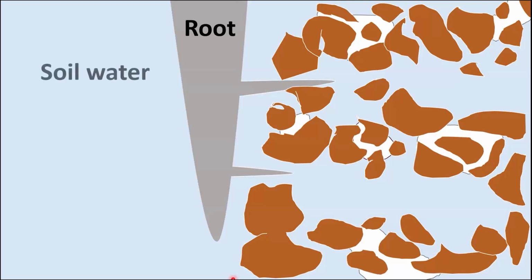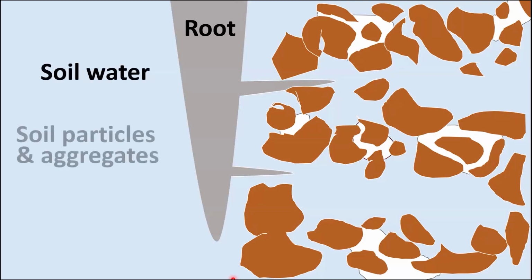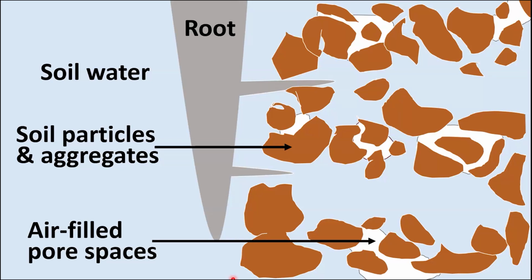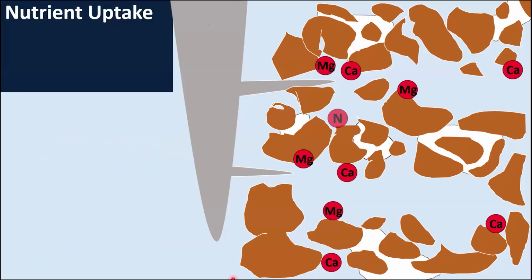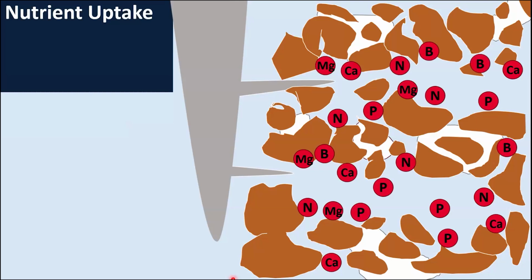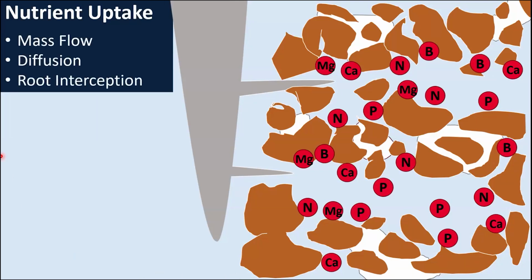So we look here: we have our soil system, we have our root, our root hairs, our soil water, our soil particles and aggregates, and our air-filled pore spaces down in our soil system. When we look at our nutrient uptake, we have different nutrients that are on these soil surfaces and also in that soil water solution. And we have one of three ways we're taking up those nutrients: mass flow, diffusion, and root interception.